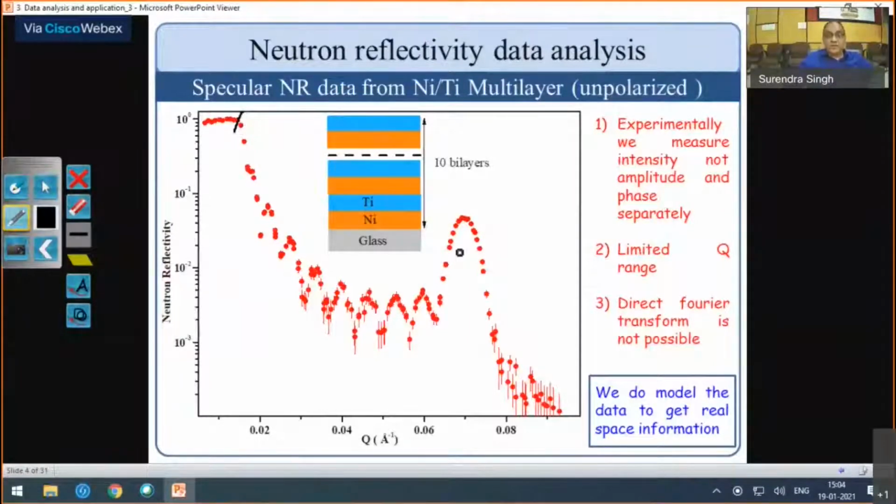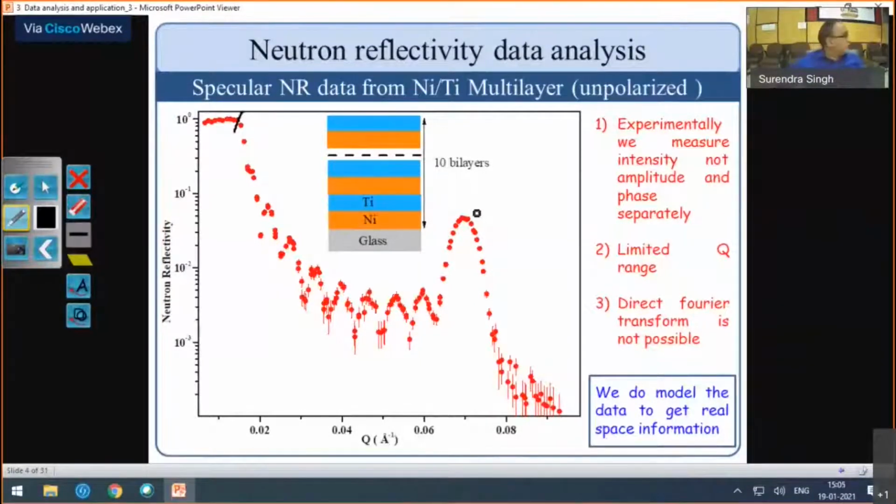The total thickness is obtained from the delta Q between two Kiessig oscillations, and this kind of information you can get. But what is the layer thickness of individual nickel and titanium? What is the density of individual nickel? What is the interface roughness? These things you will get when you do the data analysis.